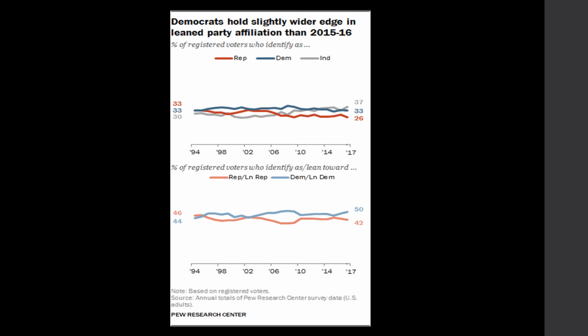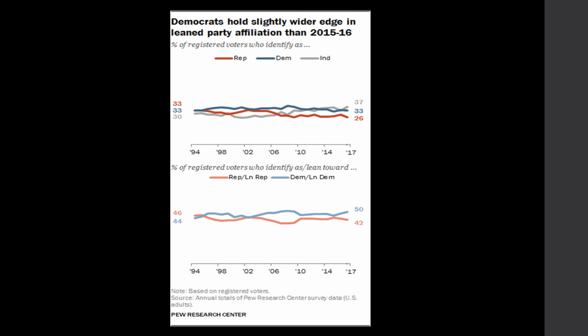So you can see here, as I mentioned before, Democrats hold slightly a wider edge in the lean party affiliation than Republicans do here in 2015-2016. So notice, of those persons who identified themselves as independent, only about 37% of them were truly independent, 33% were in fact Democratic leaners, 26% were Republican leaners. And so you can see how this breaks down accordingly.